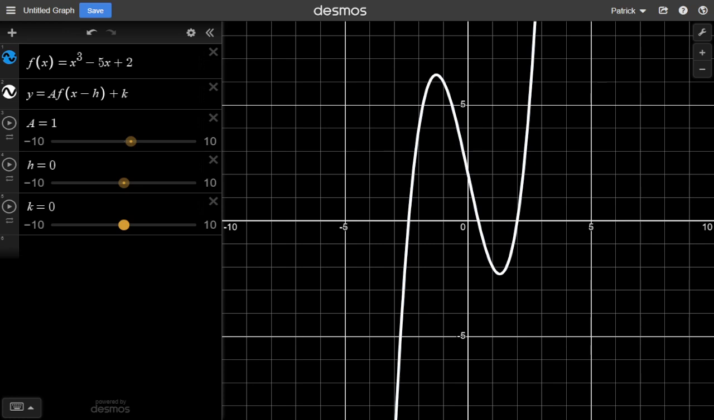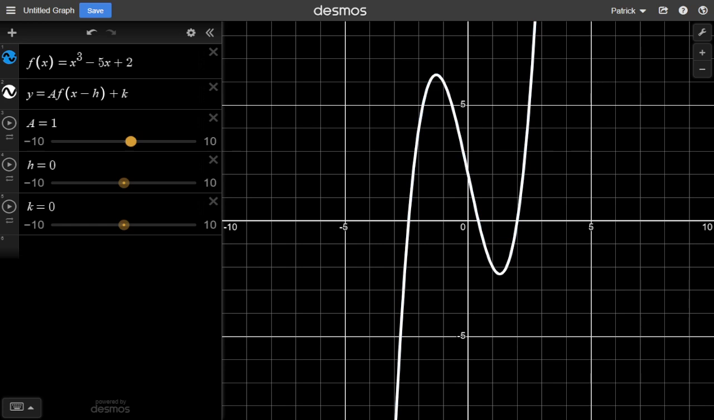And so I just want to play with each of them in turn and see what happens. If I grab a, which is currently set to 1, I guess before I start into anything, you should notice what happens if you plug in a equals 1, h equals 0, and k equals 0. You'll get 1 times f of x minus 0 plus 0, which simplifies down to y equals f of x, exactly what we had graphed in the first place. So our graph of our equation and our graph of our function look identical to start.